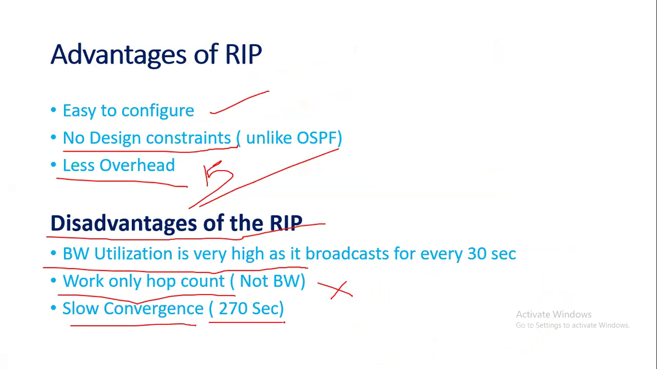That is almost 270 seconds. If you talk about EIGRP, it is going to be 50 seconds. OSPF we will also talk about in an upcoming session, but slow convergence, that is 270 seconds, is taken here. So that is the disadvantage of RIP.